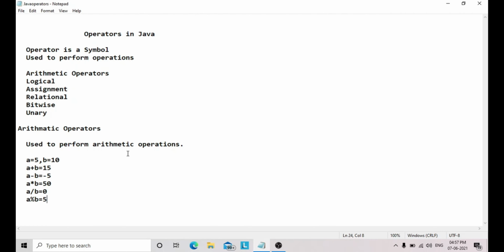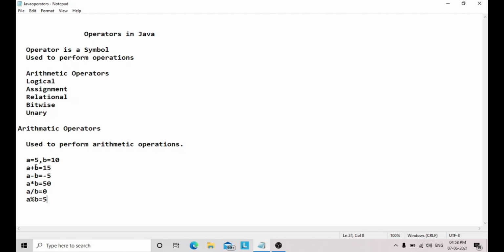Here I will show you one example. Here variable a is equal to 5 and b is equal to 10. I assigned them, and I have to perform arithmetic operations. These are the operations I have to perform.